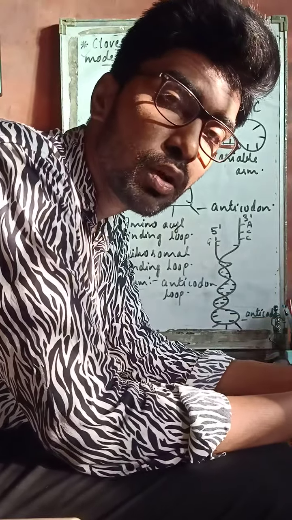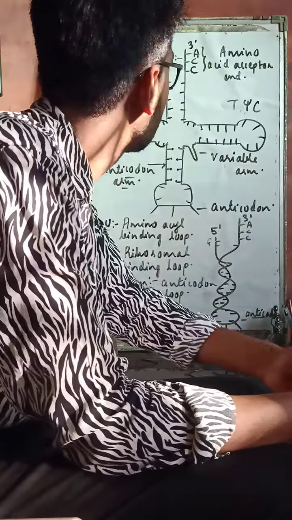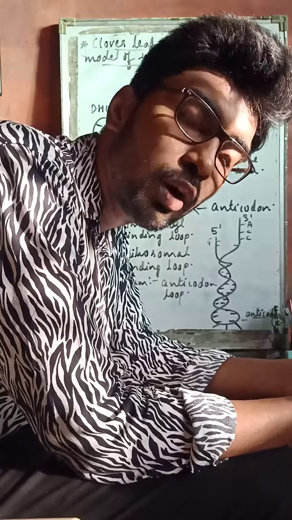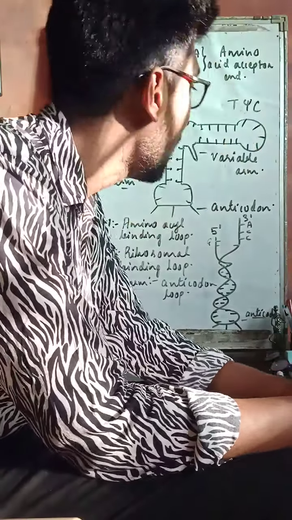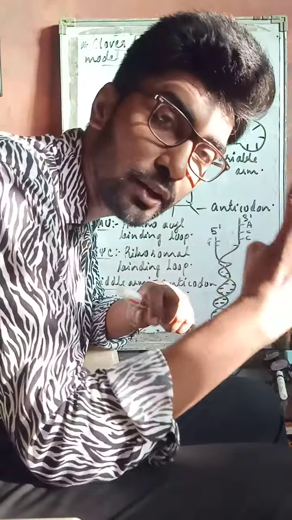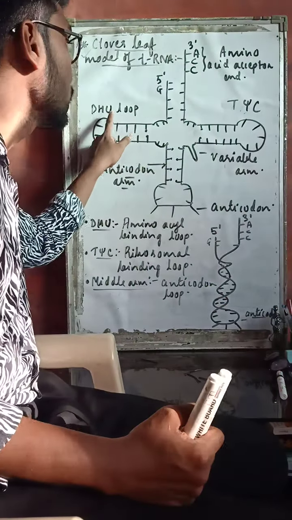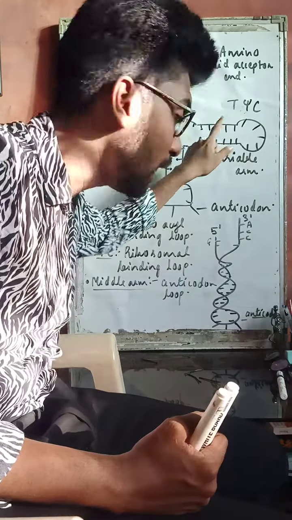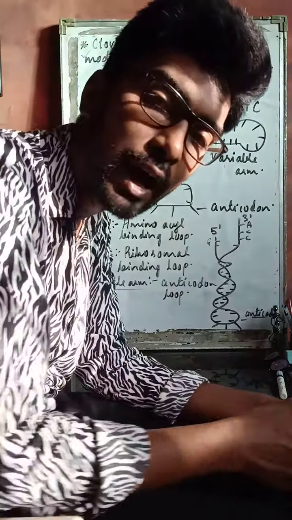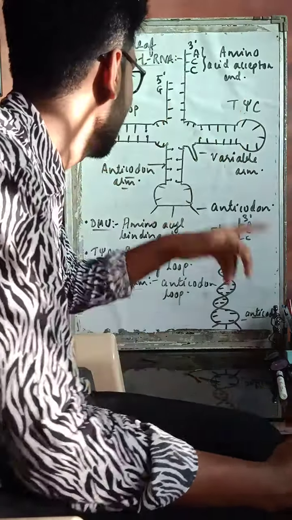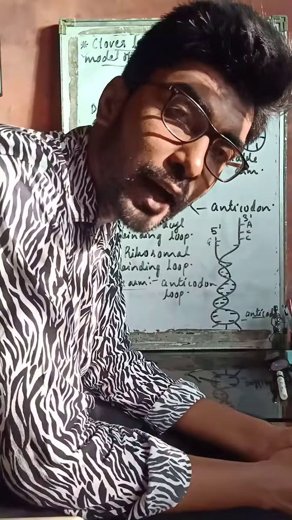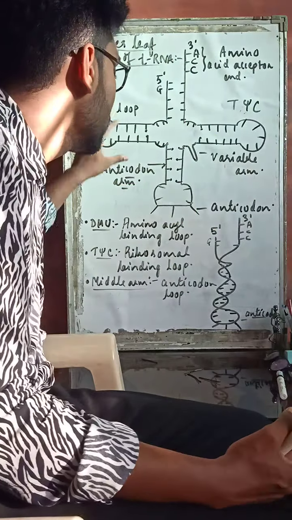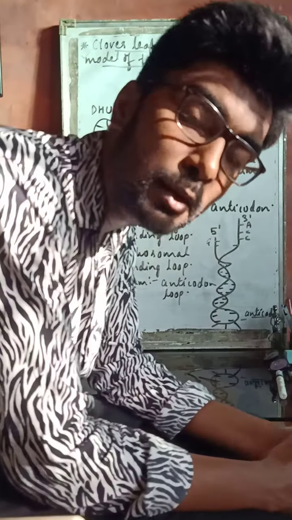Let's first talk about the clover leaf model of transfer RNA. Clover leaf or trifoliate model of transfer RNA generally consists of three major arms. You can see here, first the DHU arm or DHU loop, second the T-C arm and third the middle arm or anticodon arm, right? The DHU, dihydrouridine arm or loop, is the first loop, which is meant for the amino acyl binding loop.